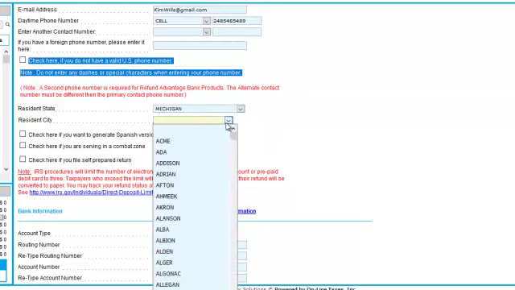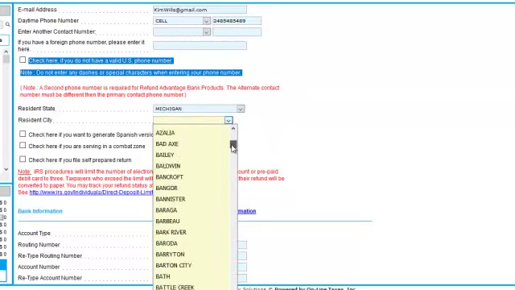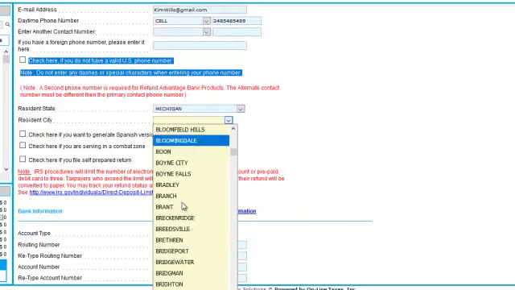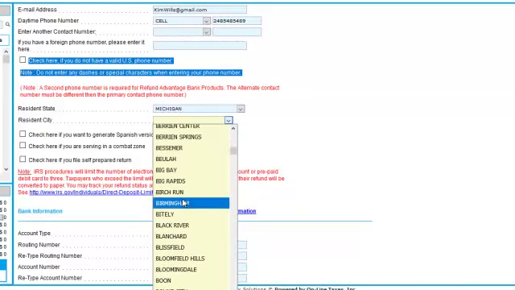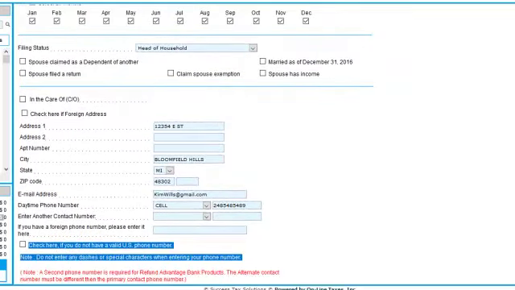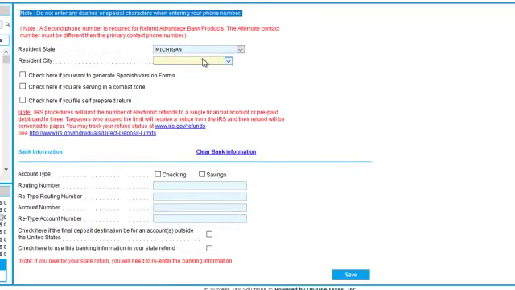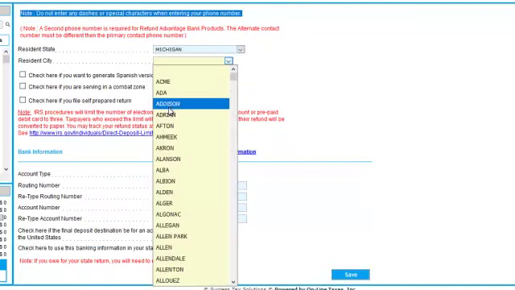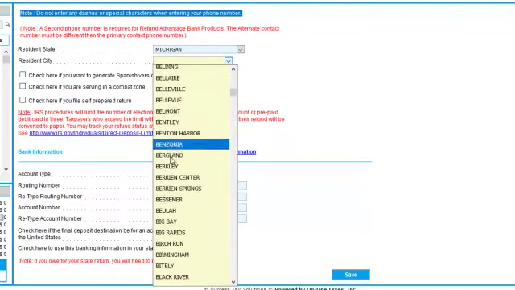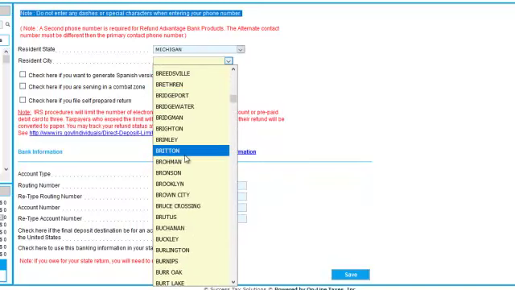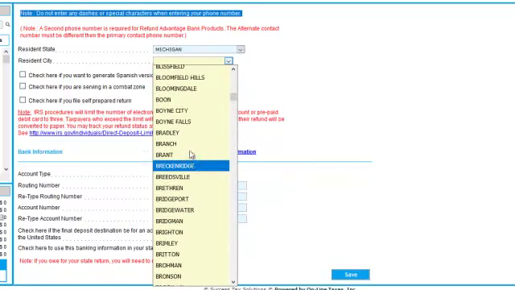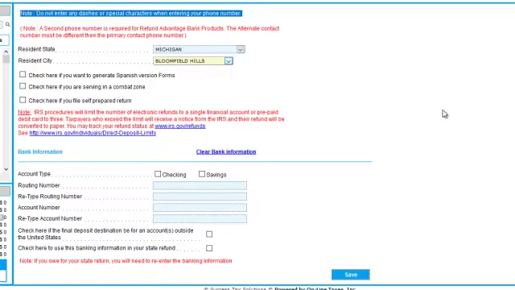Resident city, we're going to say Detroit. No, we're going to say, I think it was Bloomfield. I forgot what you had here. Yeah, Bloomfield, okay. You scroll down till you find Bloomfield. I think I saw it. There it is. If you have a checking account, you click checking account, you put the check number in here.